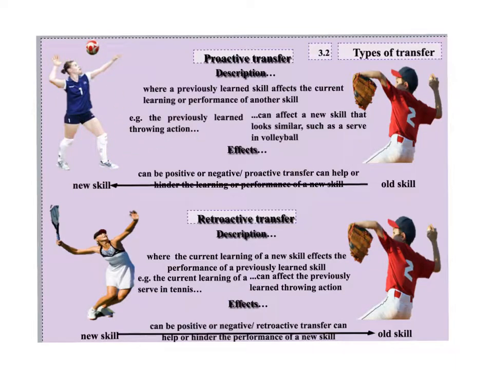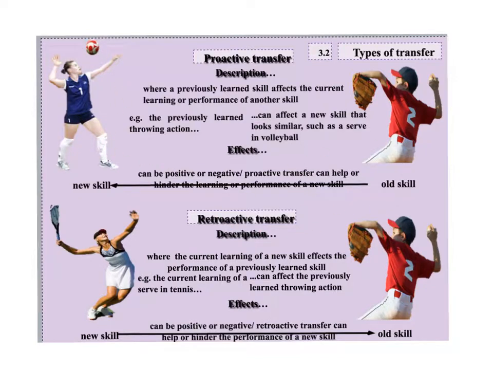So the previously learned throwing action can affect a new skill. It looks very similar, this action, to that. So it's proactive. It can be positive and it can be negative. Proactive transfer can help or hinder the learning of a new skill. So proactive, the old skill can be positive or negative on the transfer of a new skill.